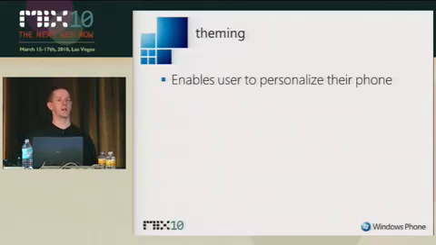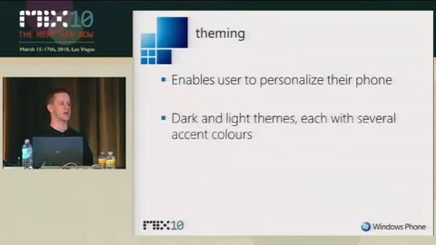Theming is another big part of the controls we have. On the phone, we enable the user to pick a theme that they want to match the way they feel. So we have a dark and a light theme, so a black background with white text, which you've seen in most of the demos, or a white background with dark text, and I'll show you that in a minute.